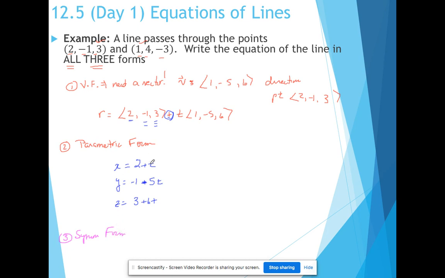The symmetric form is getting t by itself in each one of these and then setting them equal to one another. So here, t is equal to x minus 2 over 1. T is equal to, and t is equal to, so since they're all equal to the same t, no, I don't have to put that one.